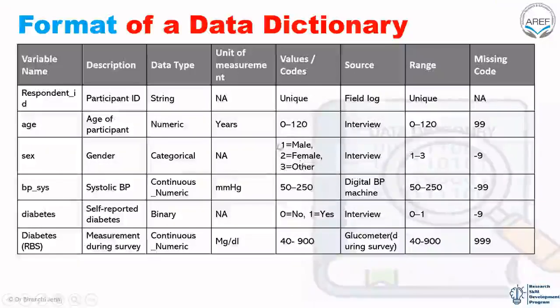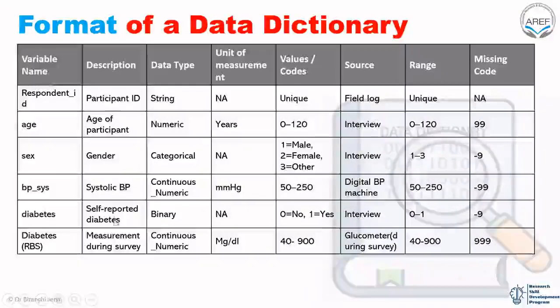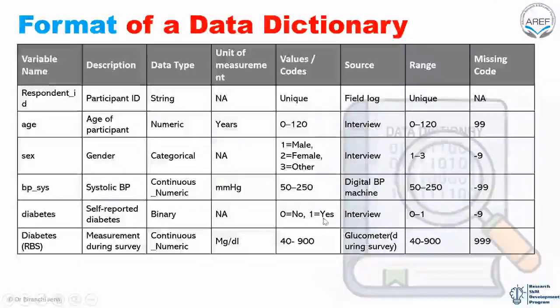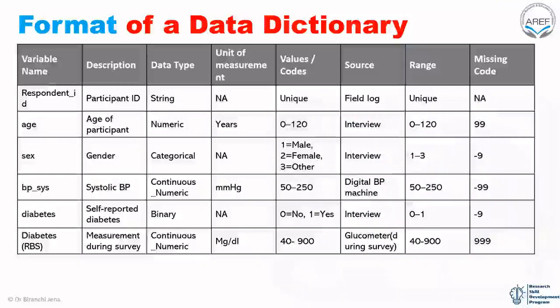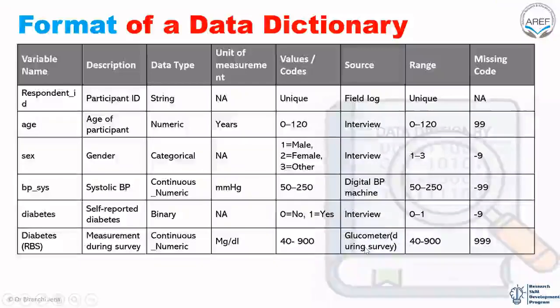Then value codes you can just give. For example, for gender you can give one for male, two for female, three for others. And for diabetes self-reported, if it is there, zero for no, one for yes. Whatever you feel, to convert them into numericals for facilitating the analysis, you can just give the coding. Then put the source from where this data is coming.